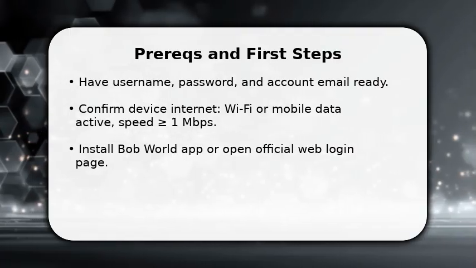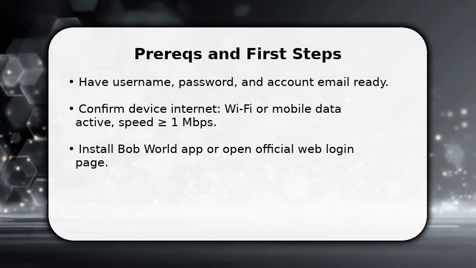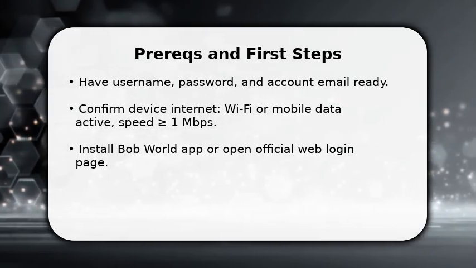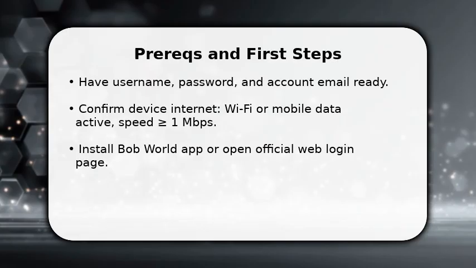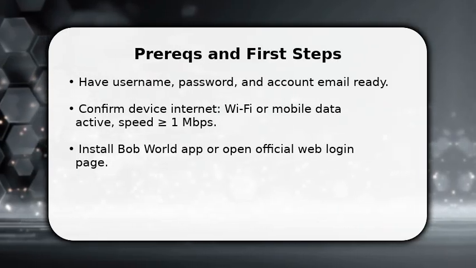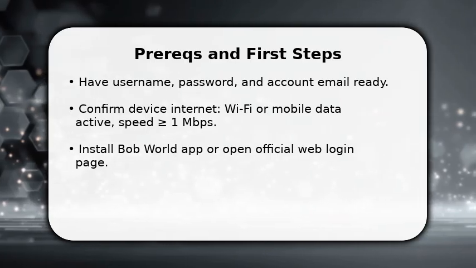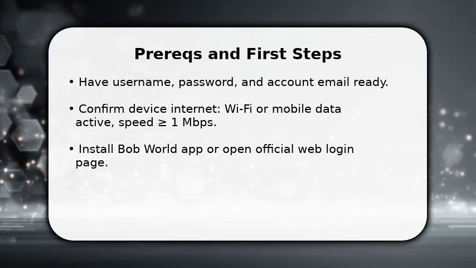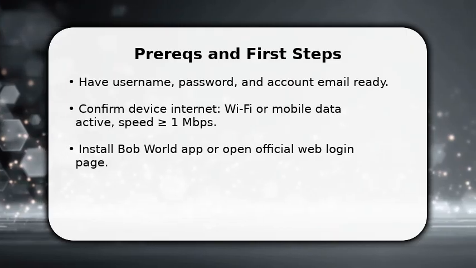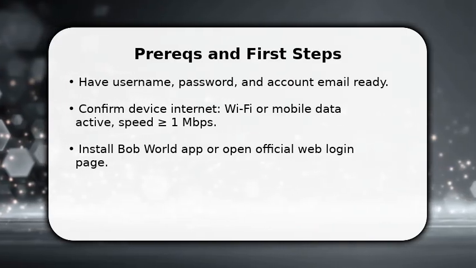You start by preparing the essentials: your Bob World username, password, and the email tied to the account. Once done, make sure your device is online, Wi-Fi or mobile data, because the login handshake requires a stable connection. Open the Bob World app or navigate to the official login page. Do not use third-party links.